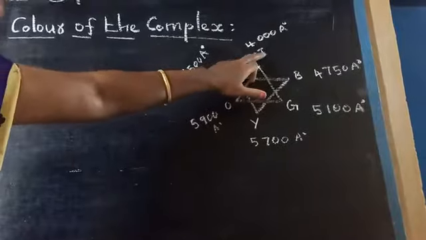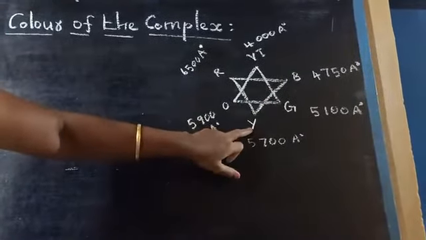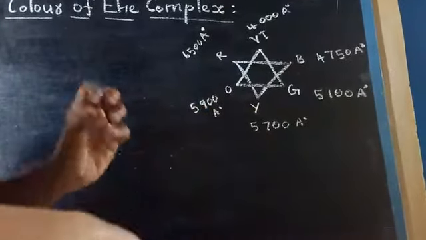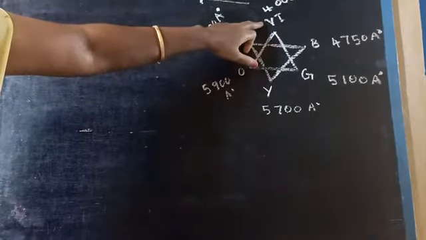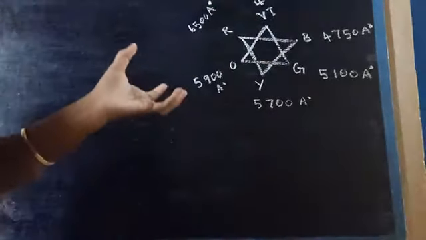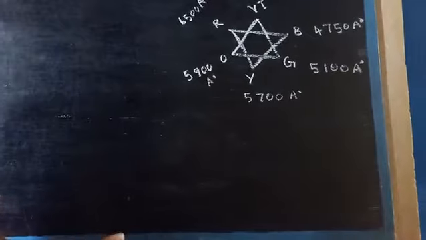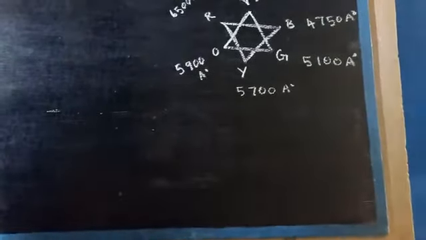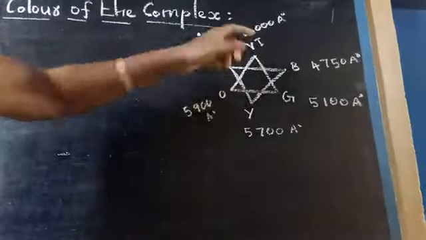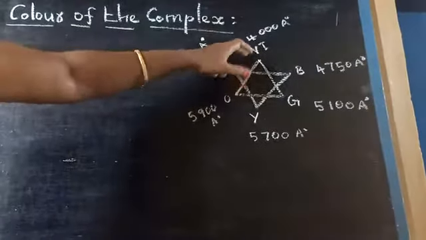Now violet, indigo, opposite side yellow. So the substance absorbs a particular wavelength. So now it emits the light as the complementary color. So the substance absorbs violet color.